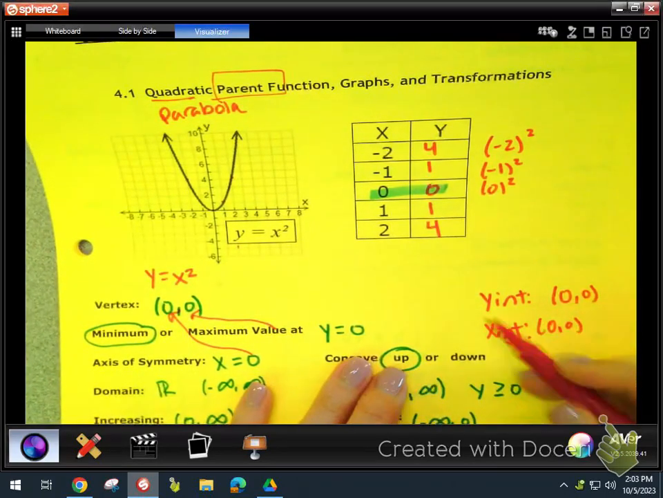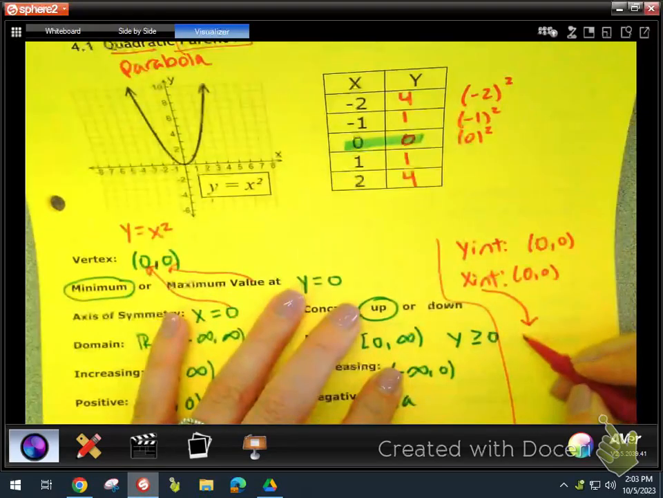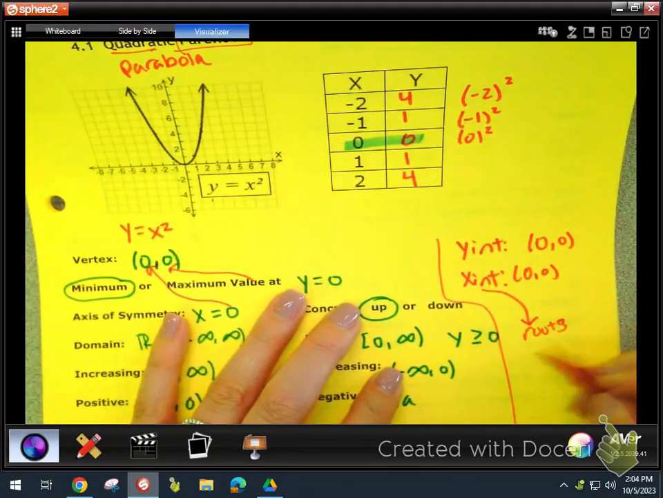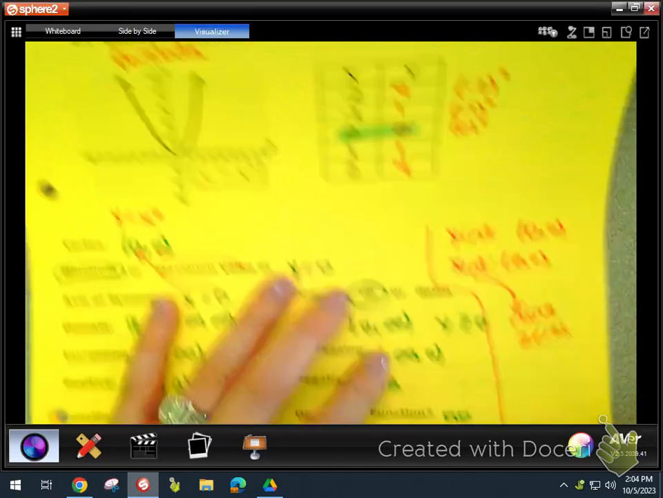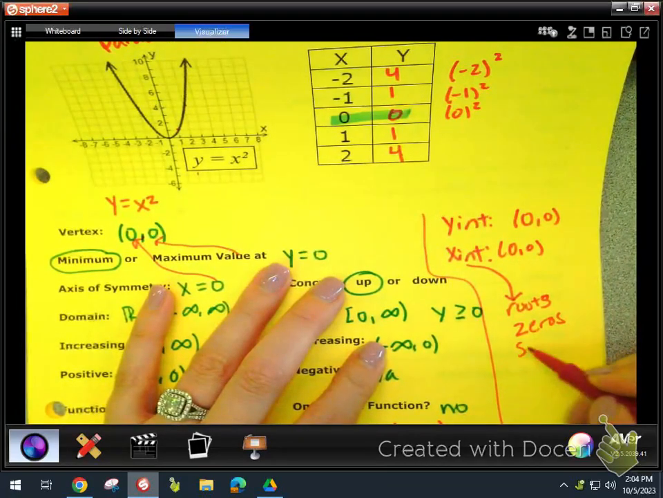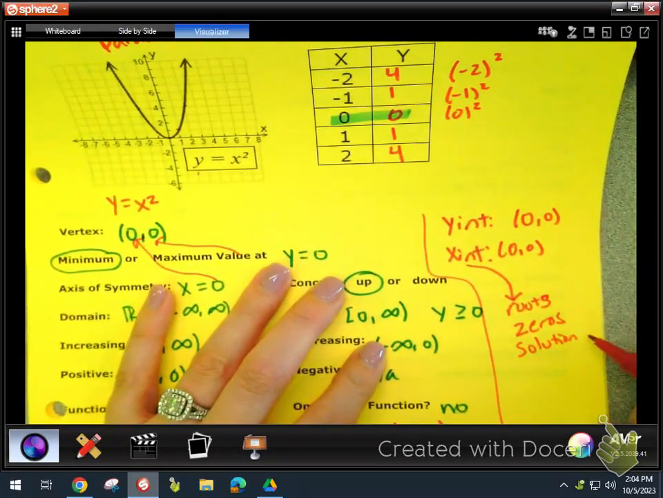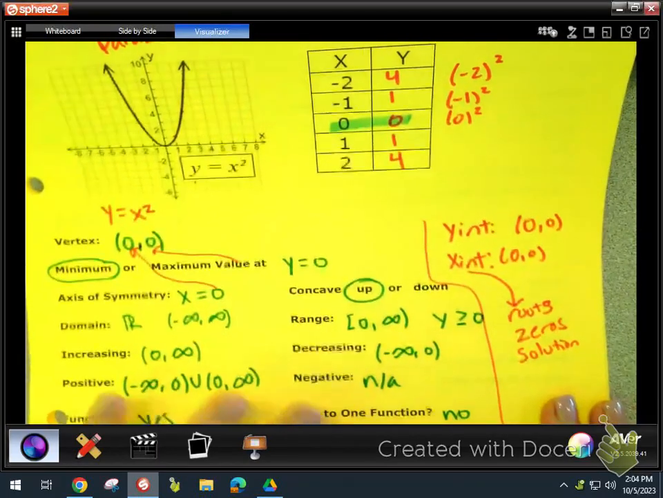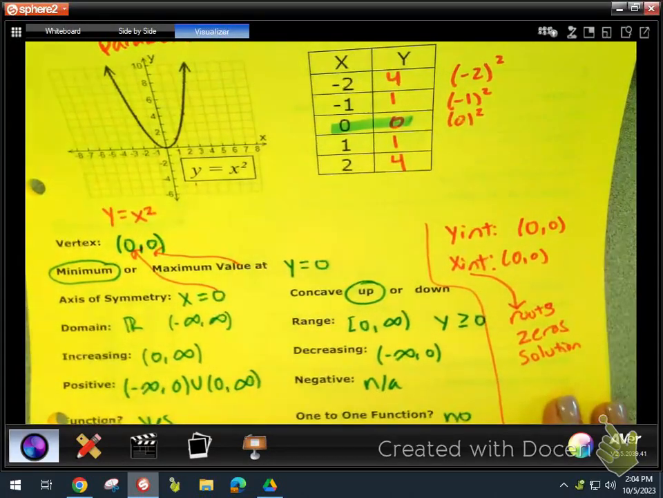What are other names for x-intercepts? You'll want to know this for the next page. Origin, zeros, roots. One more. Solutions. How many roots, zeros, solutions, x-intercepts can you have in a quadratic? You don't have to have 2. You can have 0, 1, or 2.